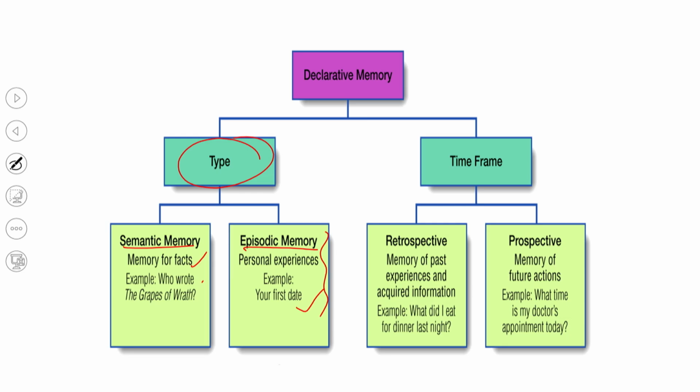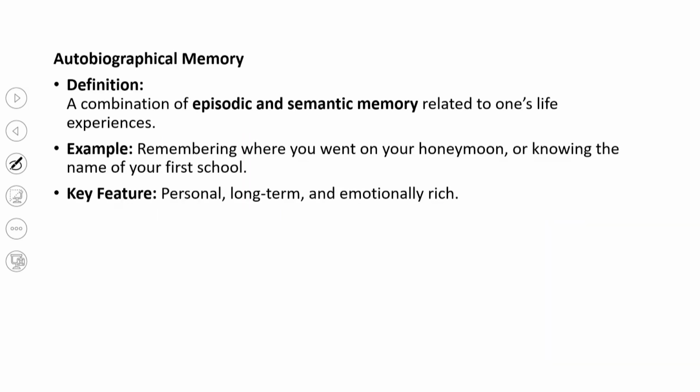The same declarative memory we can also categorize based on the time period. We can categorize it as retrospective memory if you remember something from the past, like what did I eat for dinner last night, or prospective memory if we remember some intention to do something in the future, memory of future actions. Let us say you have a doctor's appointment tomorrow. So, this is called declarative memory. Autobiographical memory is another category of memory that people generally discuss as separate, which comes under declarative memory only.